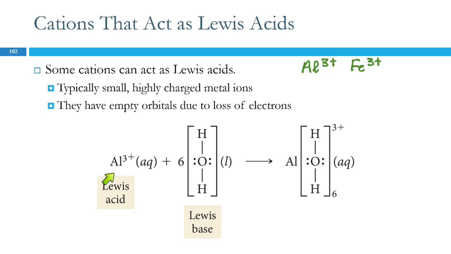So here's aluminum acting as a Lewis acid. Here's water acting as a Lewis base. 6 of these are going to come around and donate electrons to aluminum, and now aluminum's just like in heaven. There are other metal ions that can do this. The aluminum has empty orbitals because it lost some of its electrons.